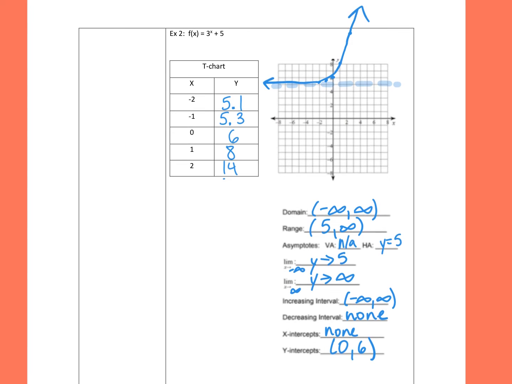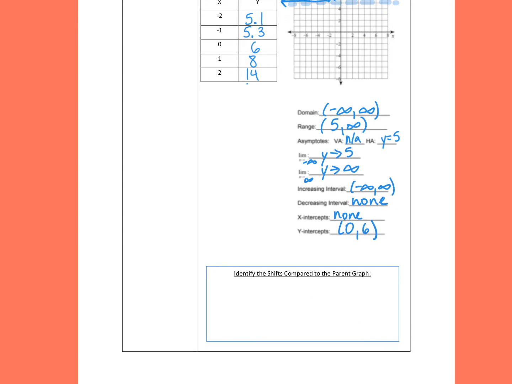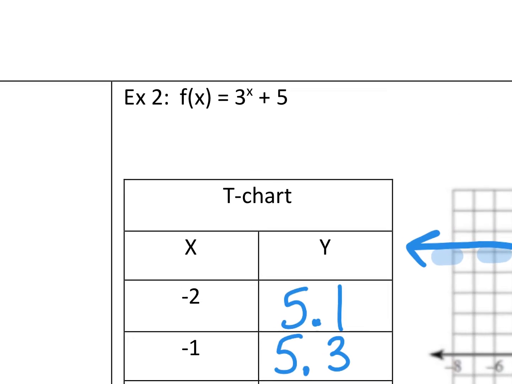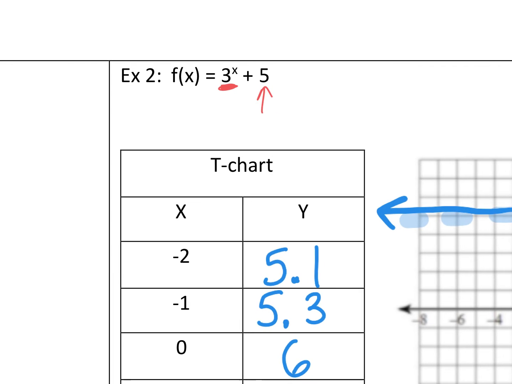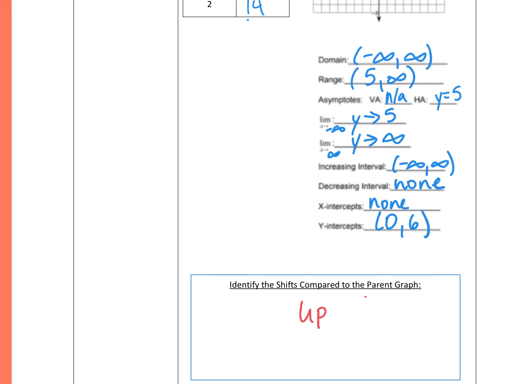All right. So then the last thing it says is identify the shift compared to the parent graph. So looking at this one, if I just made a parent graph of this equation, it would just be the base with the exponent of x. So 3 to the x power would be the parent graph. What did this 5 do? Made it go up 5. So my shift would just be up 5. Okay, I didn't have an a value, I didn't have an h value to worry about. Just had base with the exponent and a k value.